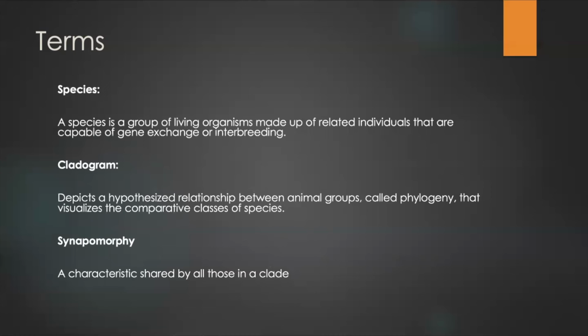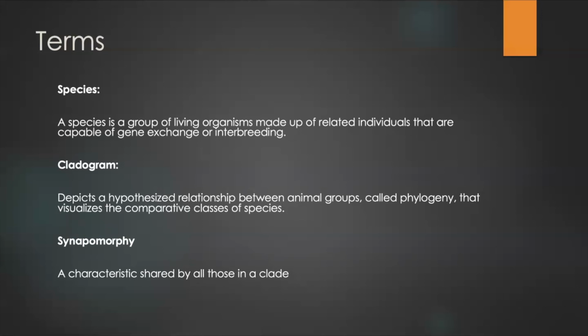Species. A species is a group of living organisms made up of related individuals that are capable of gene exchange or interbreeding. A cladogram is used to depict a hypothesized relationship between animal groups, called phylogeny. As follows, it is used to visualize the comparative classes of species, how they are related, and their most recent common ancestor. Comparing only 2 or 3 classes of organisms, a cladogram can be simple, but it can also be incredibly complex and contain all of the documented life forms.